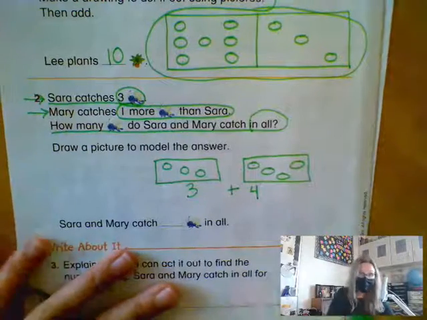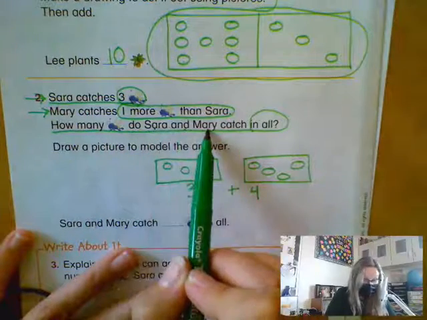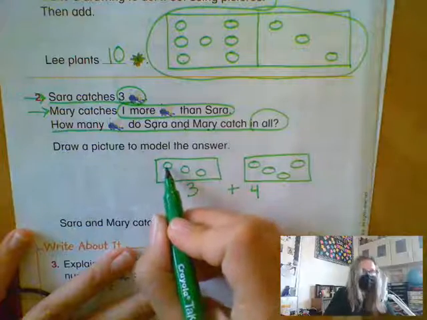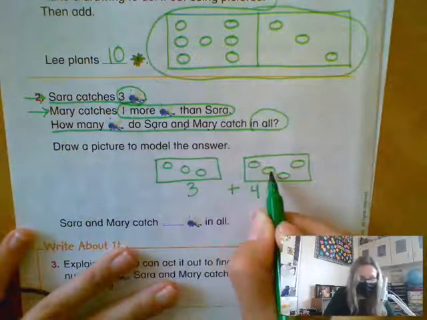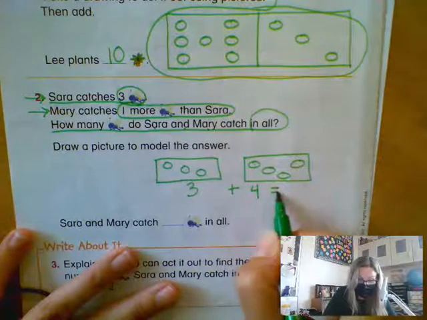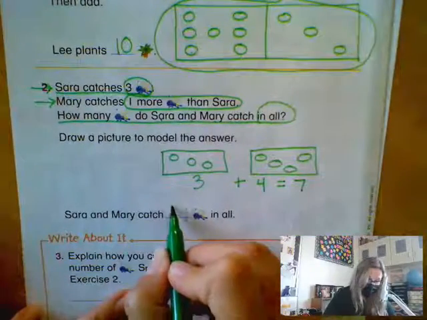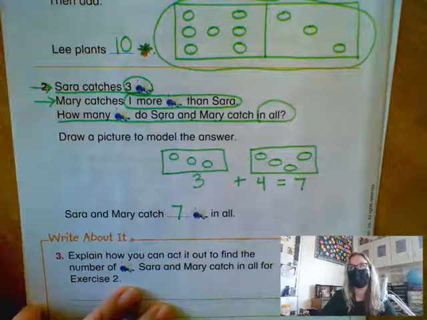So now, Mateo and Victoria, to answer the question, how many lightning bugs do Sarah and Mary catch in all? We count up 1, count with me, 2, 3, 4, 5, 6, 7. So 3 plus 4 equals 7. Sarah and Mary catch 7 lightning bugs in all.